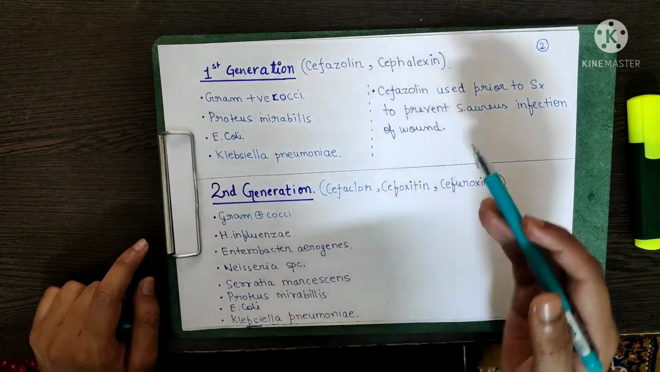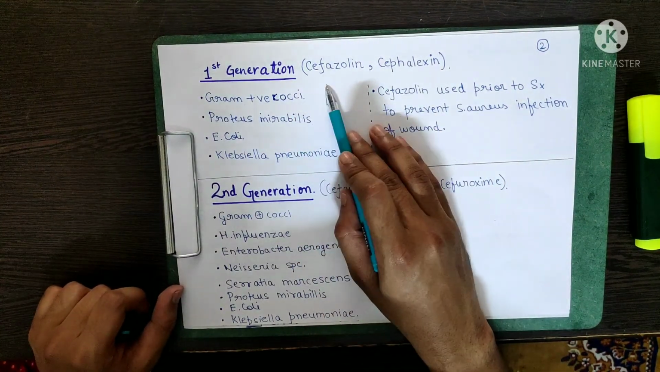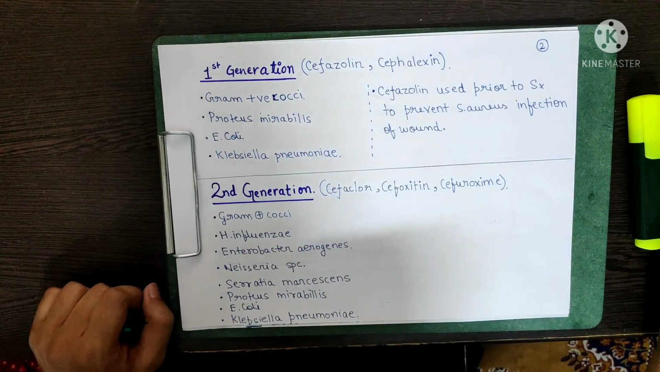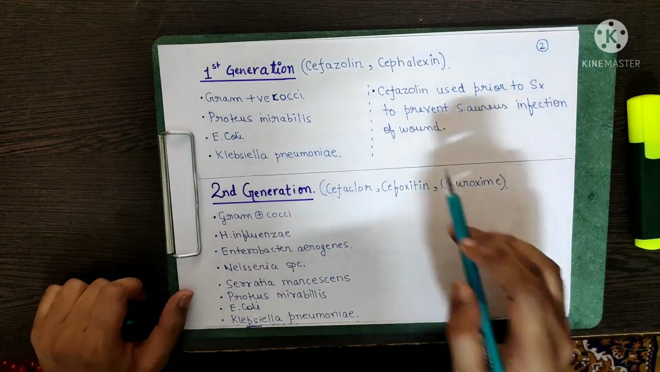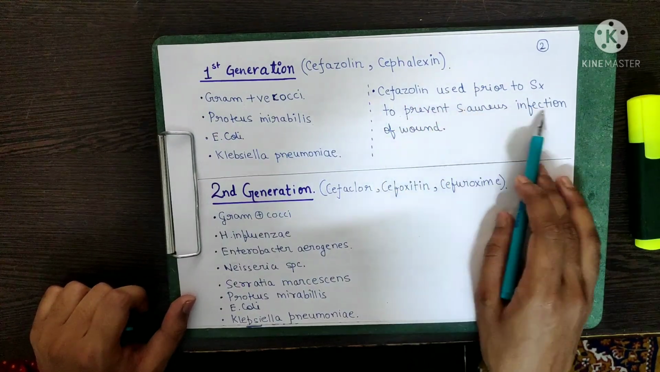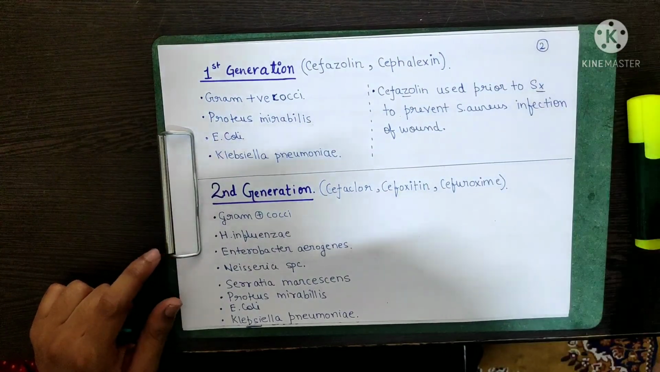So what is the coverage of first generation cephalosporin? That is cefazolin and cephalexin. These cover gram positive cocci, Proteus mirabilis, E. coli and Klebsiella pneumoniae. And what is important about cefazolin? Cefazolin is used prior to surgery to prevent staphylococcus infection of wounds. This is an important point that you have to remember about cefazolin.